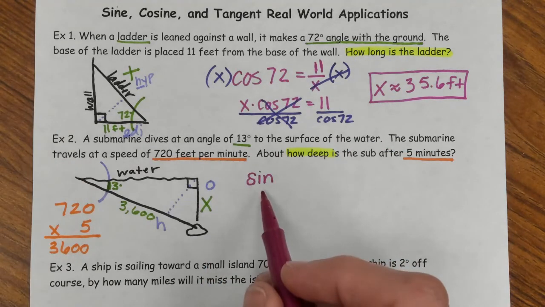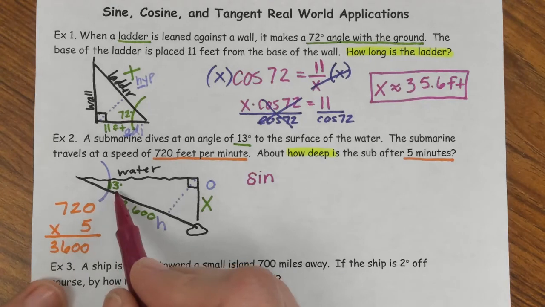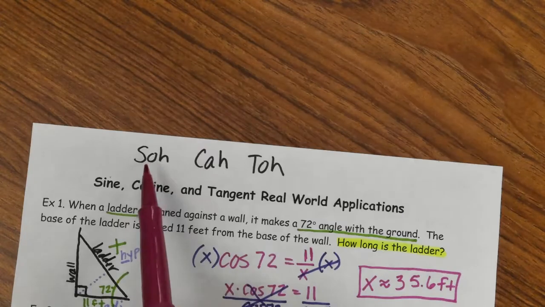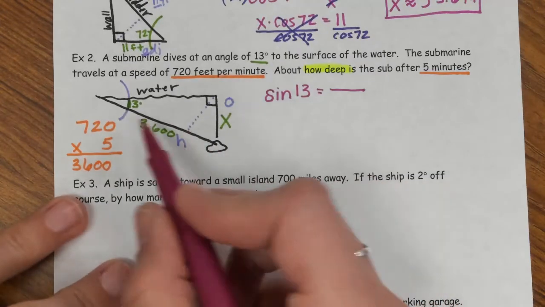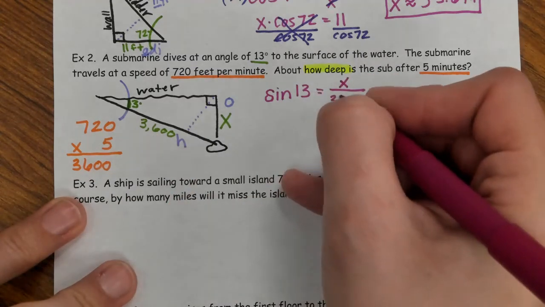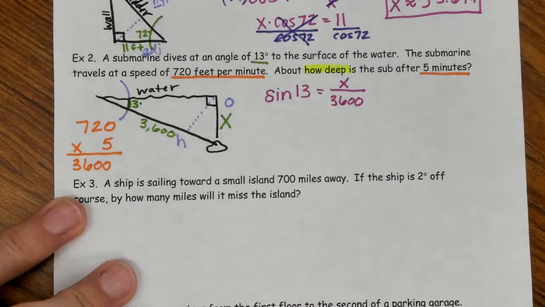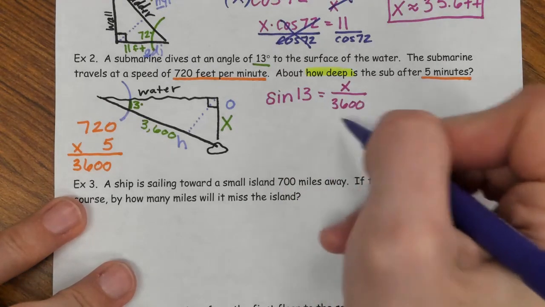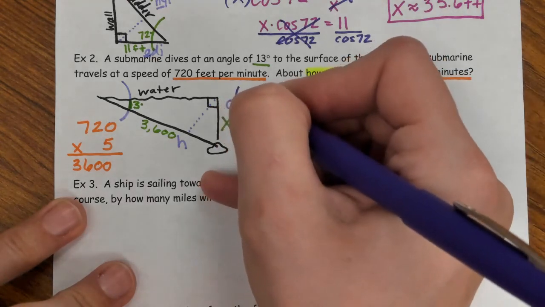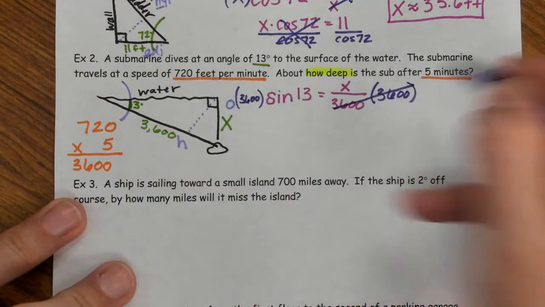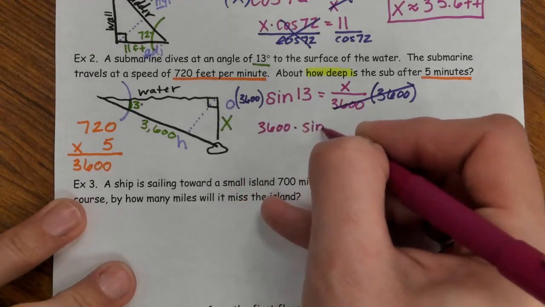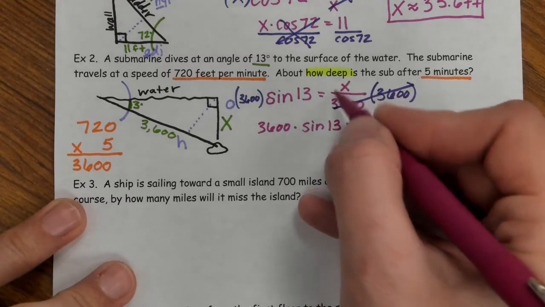So we're going to take the sine of our angle measure, our reference angle 13 degrees, and we will set that equal to, our sine is going to be opposite over hypotenuse. So we take the opposite of x over our hypotenuse of 3,600. And we need to solve, and as we learned, we multiply by what's in the denominator on both sides. 3,600. Then leave myself room. On both sides, these cancel. So then I have 3,600 times the sine of 13 degrees is equal to nothing but x left over.